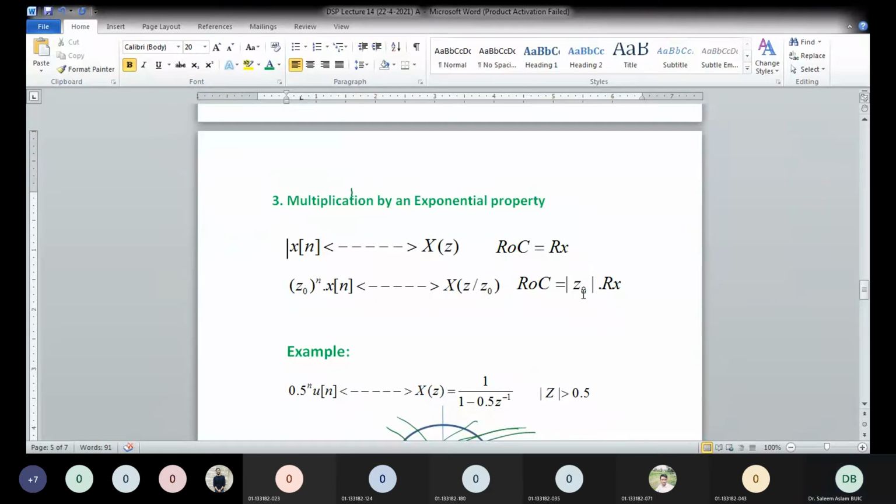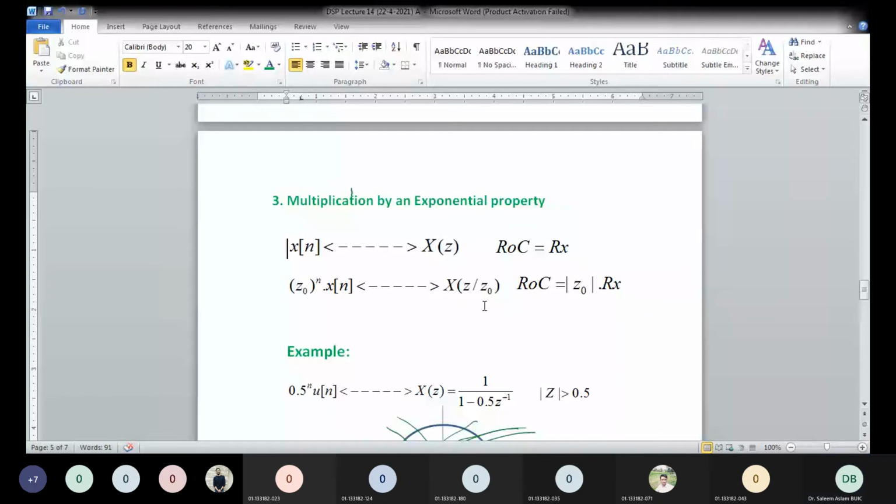Okay? So from here we can see that whenever you multiply a sequence with a complex sequence z naught to the power n, the region of convergence would be changed, because now the region of convergence Rx is multiplied by z naught, so of course the value would change and your stability index would change. What would be the effect in the Z transform expression? It's simply X of z over z naught.